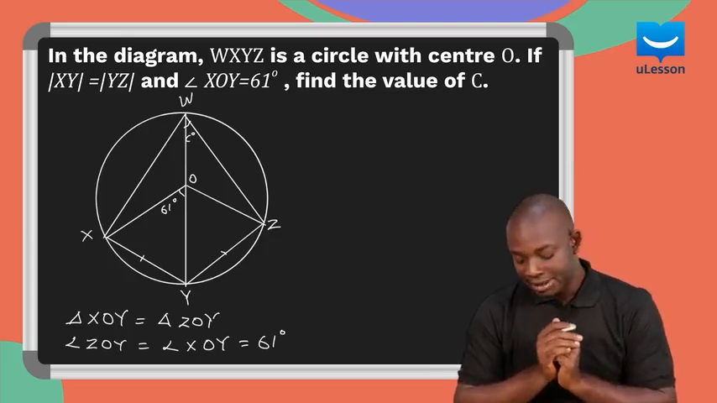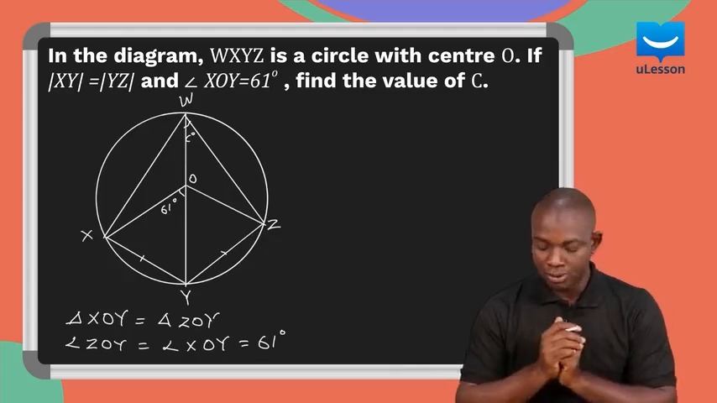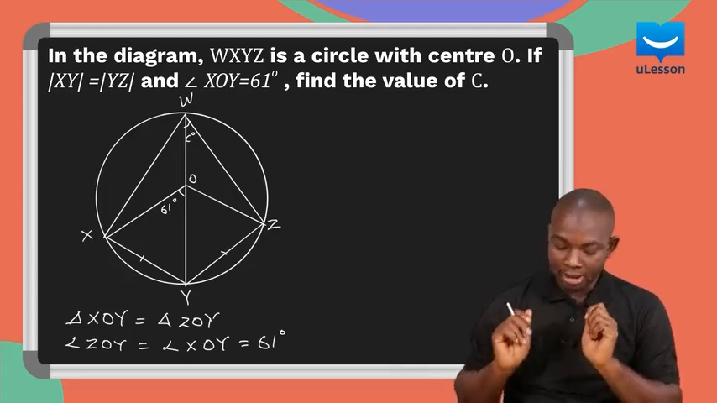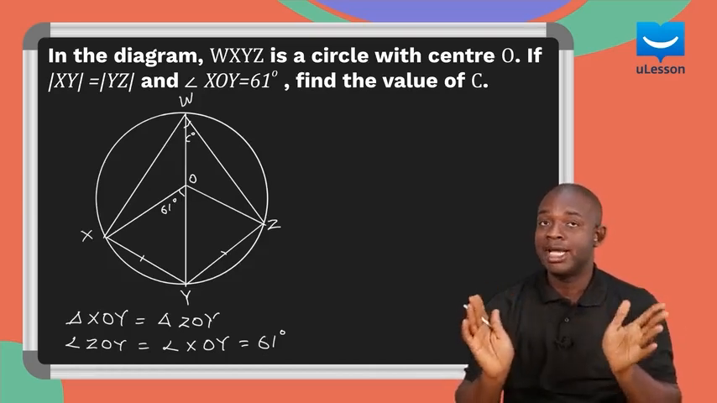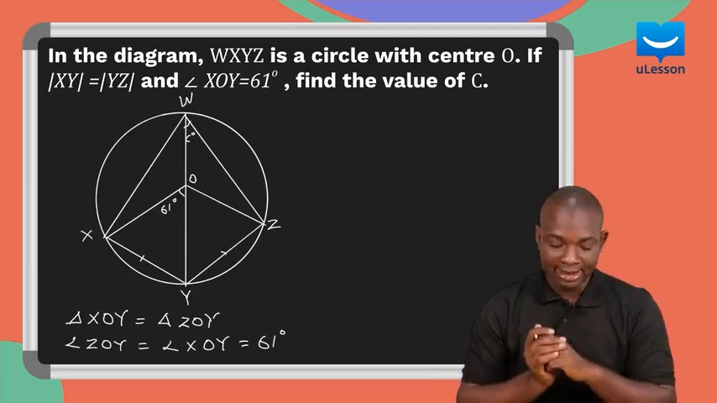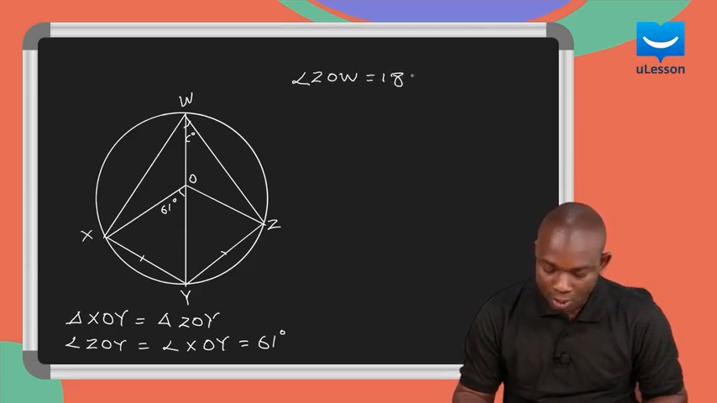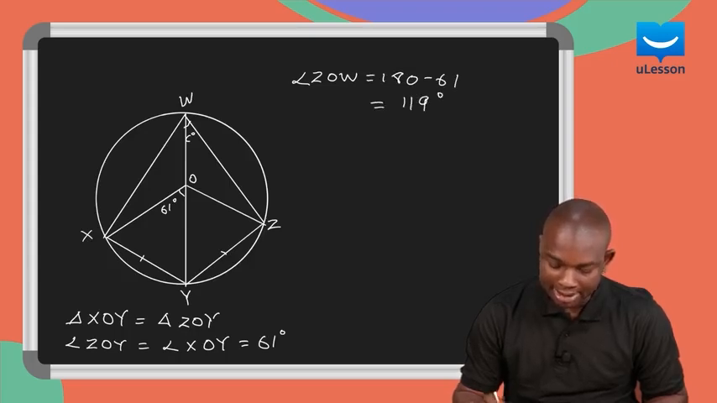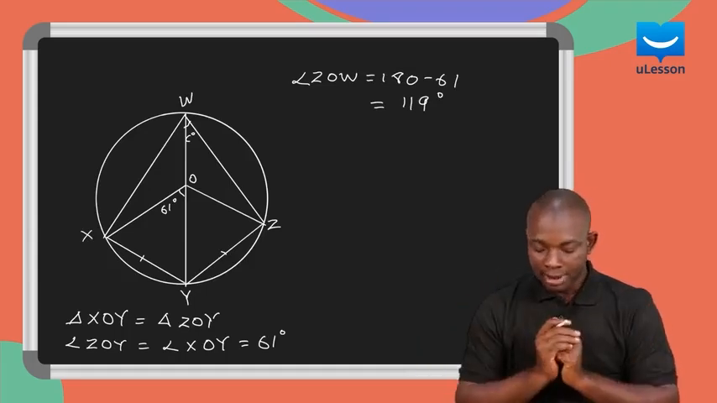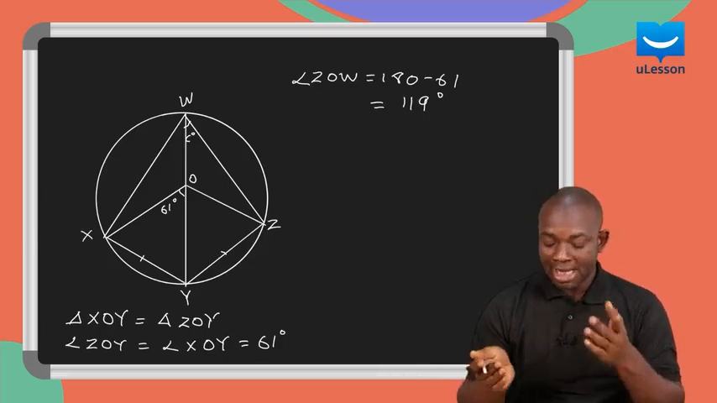Now, looking at the straight line WY, at the point O, we have two angles, WOZ and YOZ, which sum up to 180 degrees because the angle on a straight line is equal to 180 degrees. Therefore, we can say that angle ZOW will be equal to 180 minus 61, which gives us 119 degrees.